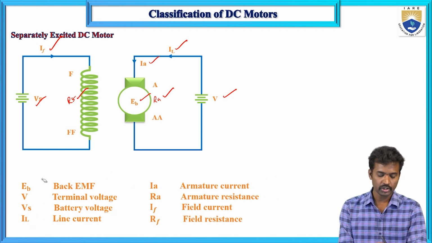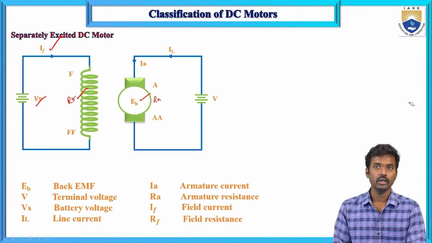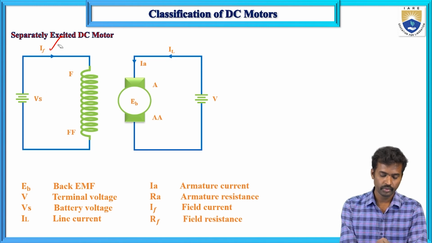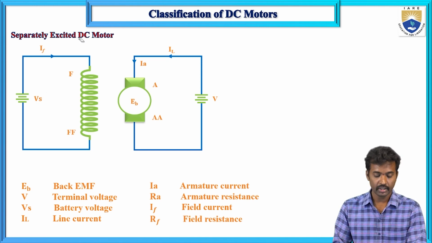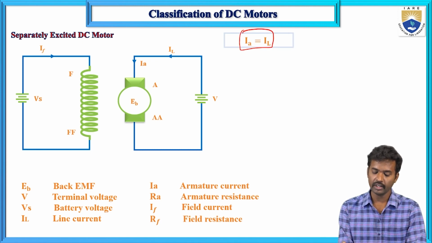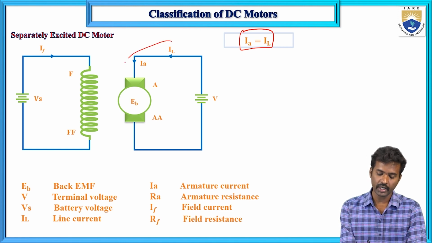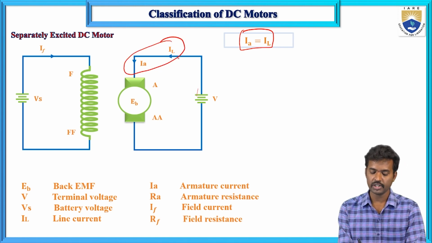So now let us find the armature current, back EMF formulas. First, IA equals IL. Why does IA equal IL? These two currents are the same. Why? Because these two are connected in series. In case of series connection, the same current flows through each element. So IA equals IL.